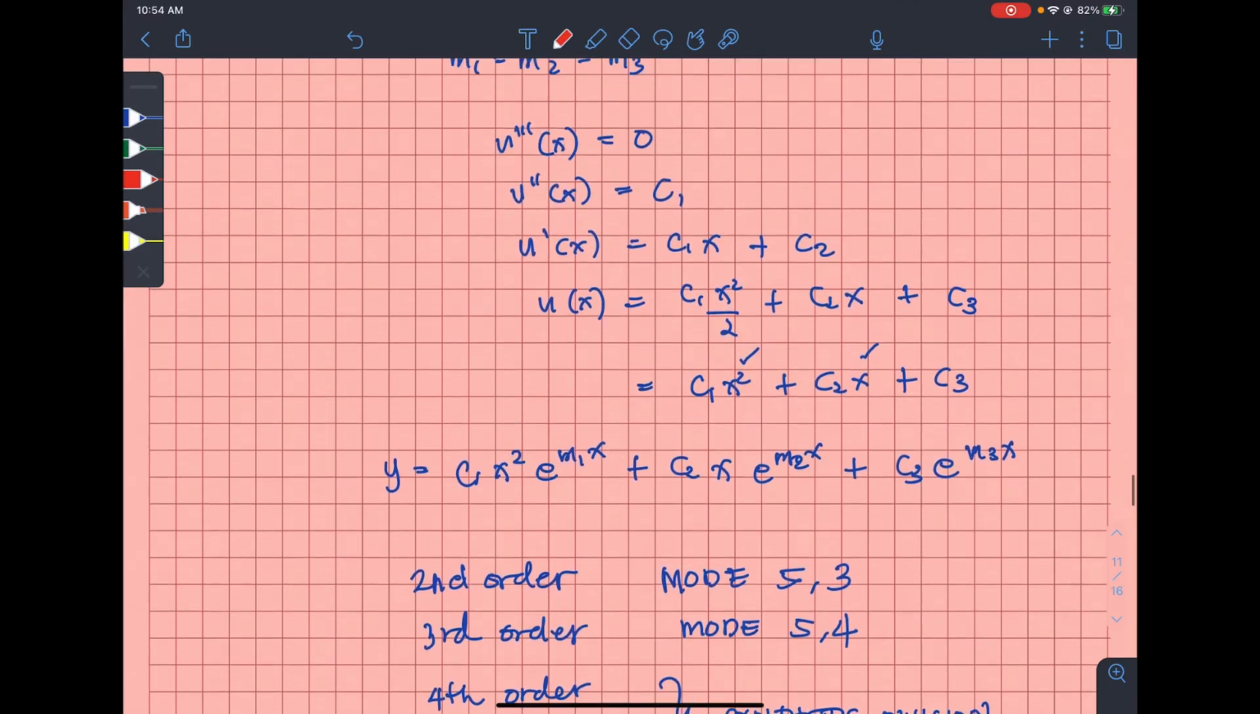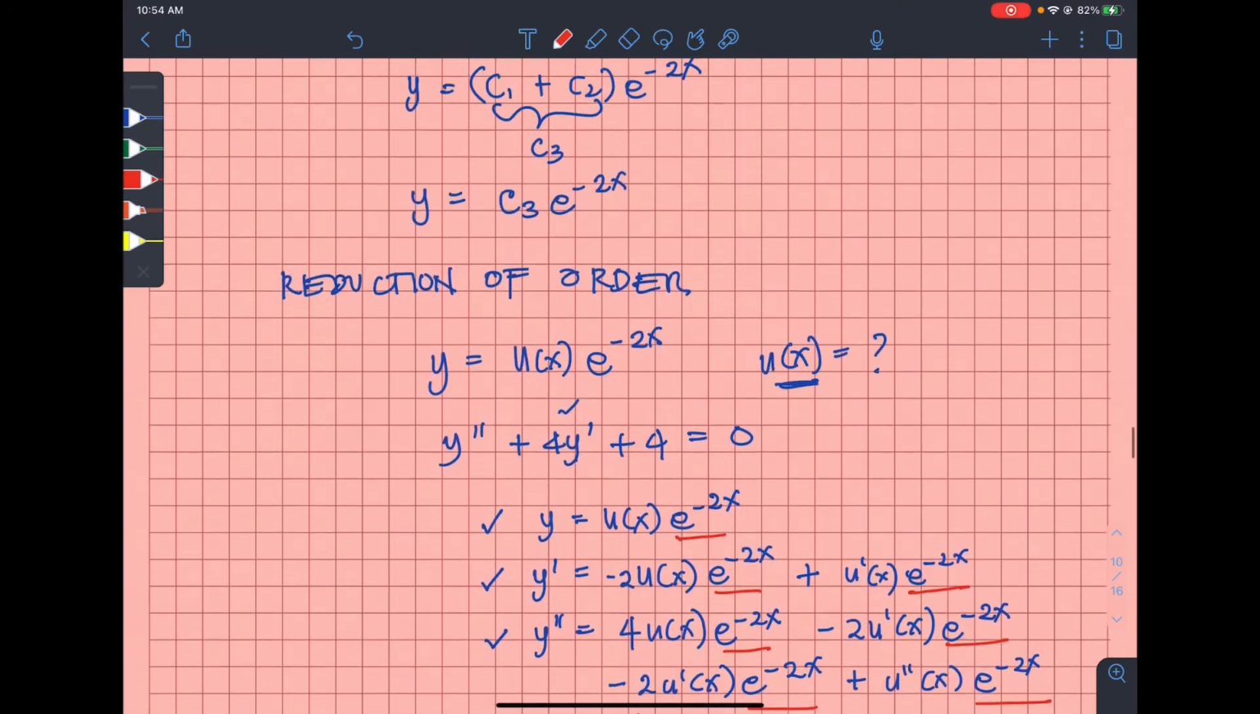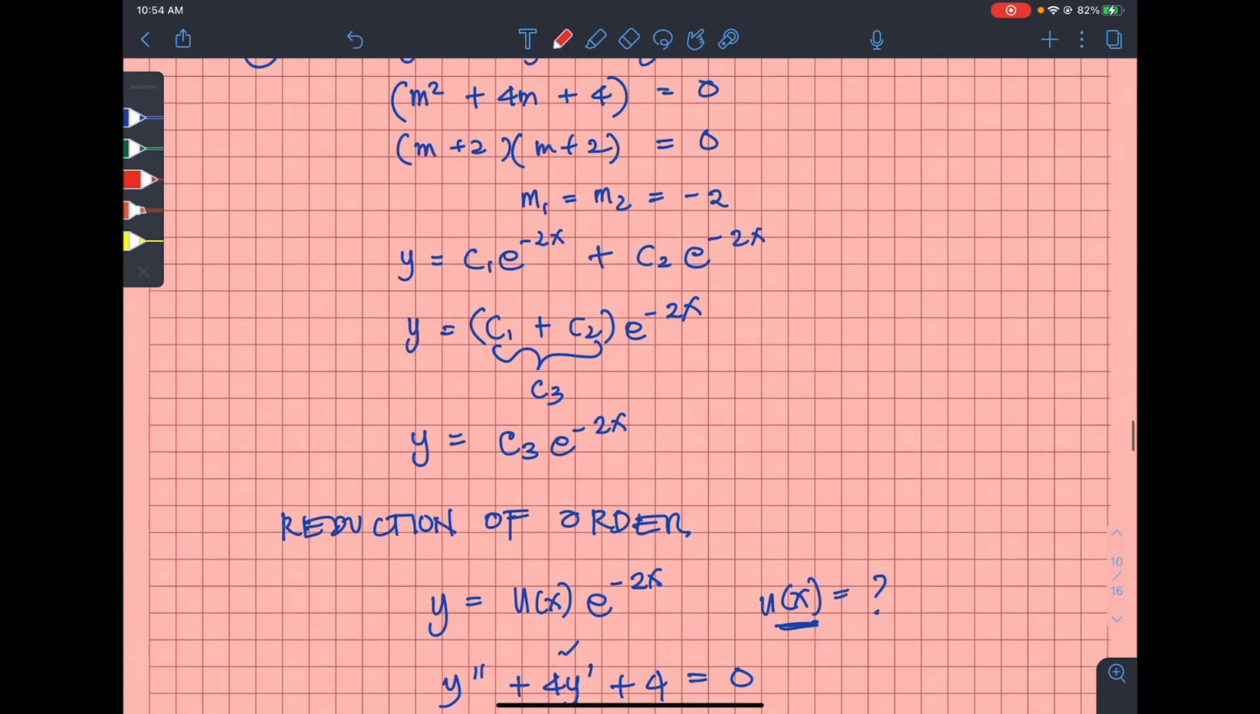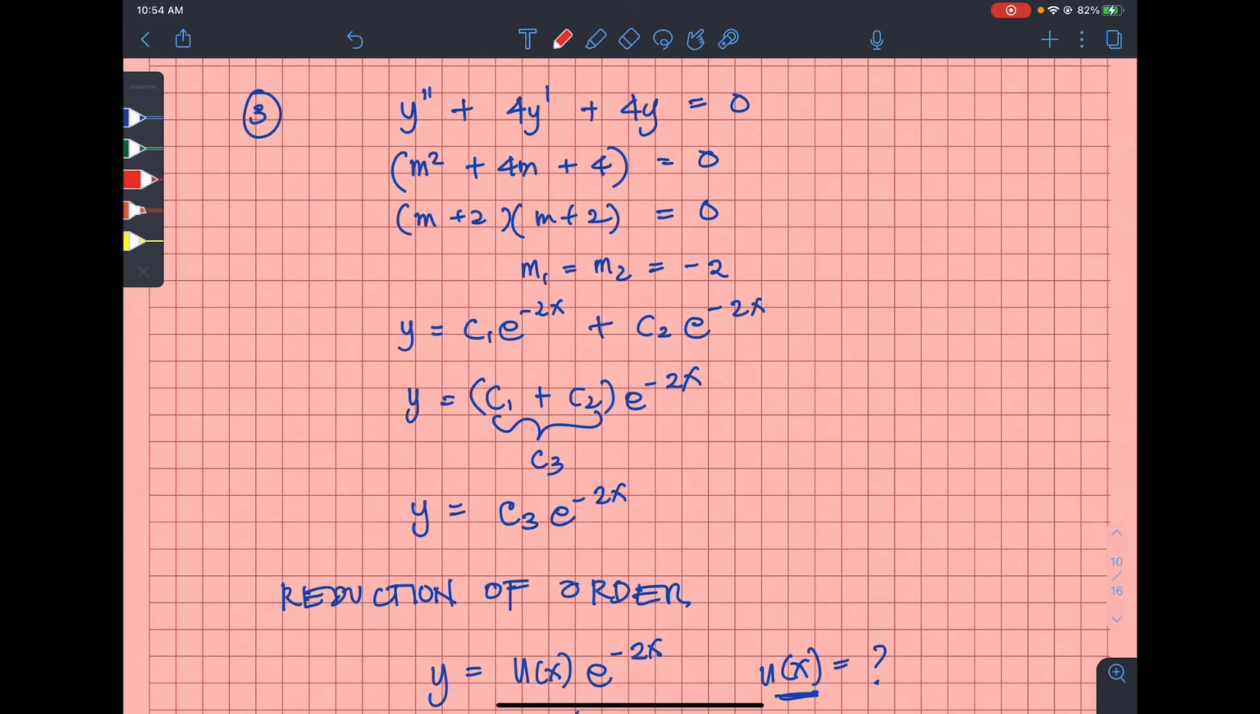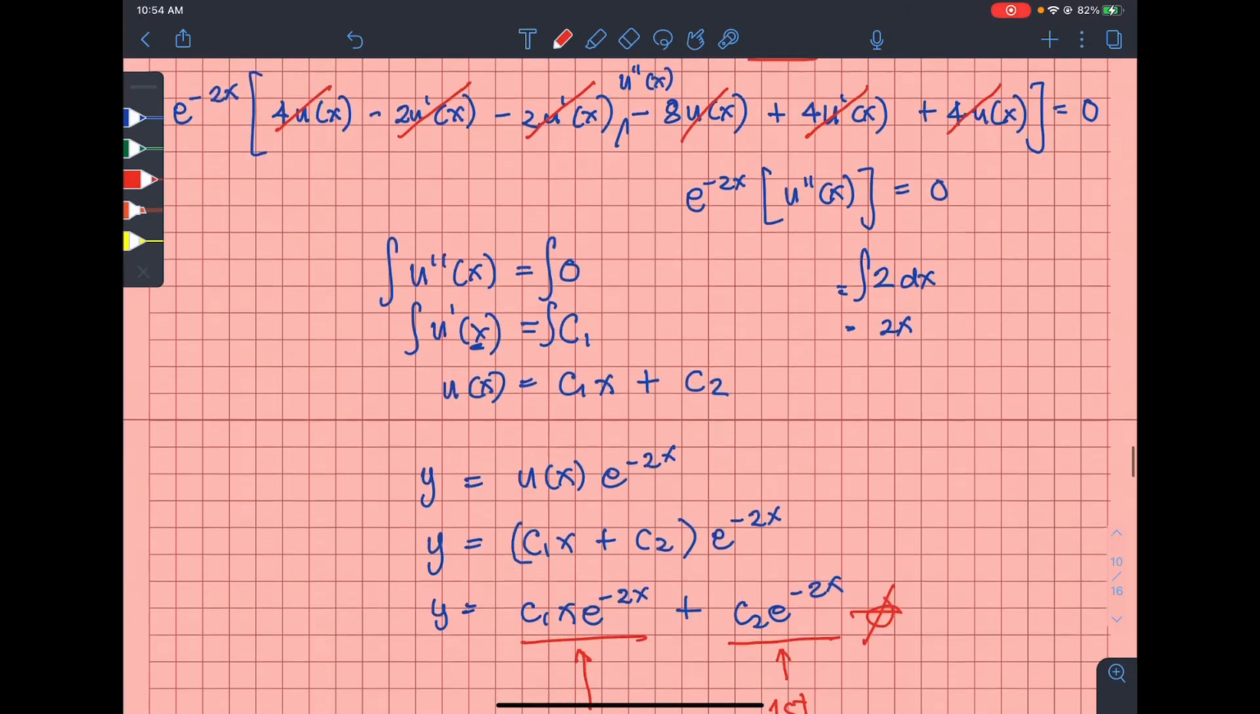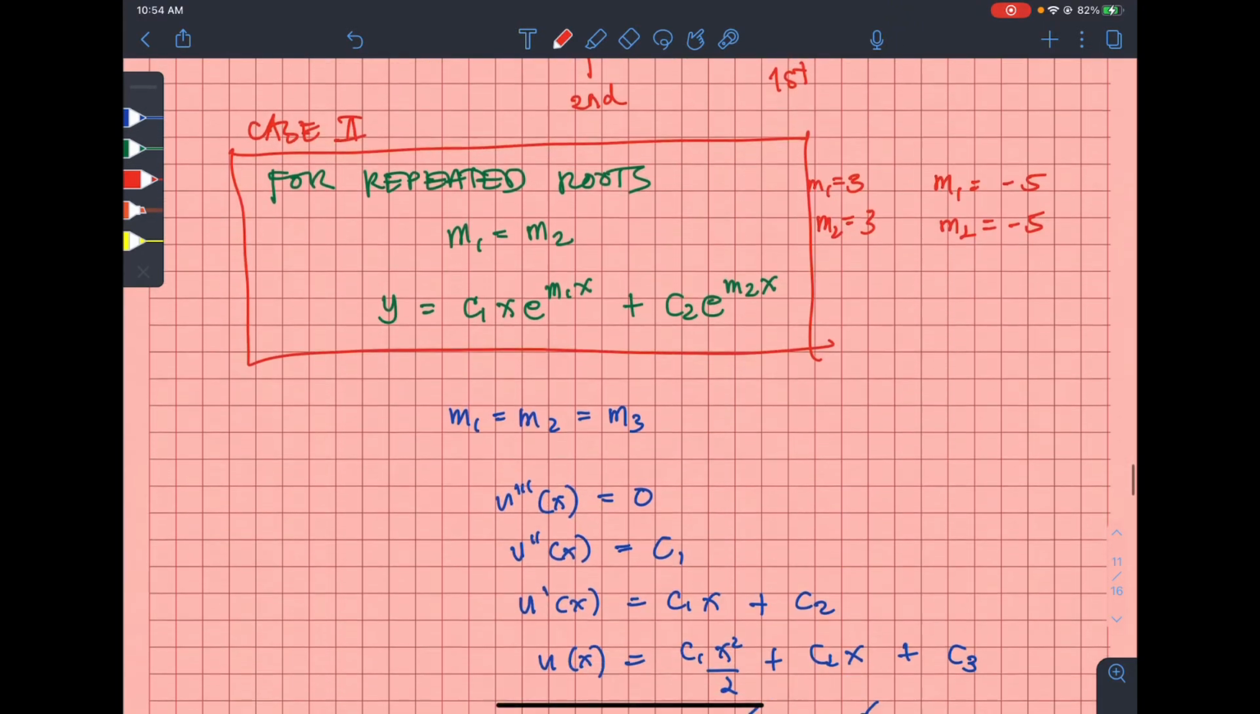Actually, repeated roots use a special method, the reduction of order. I'm not going to discuss it anymore, but if you want to know that, just follow this lecture here. But in short, this is the formula that we are using for repeated roots. As you can see here, they are exactly the same, C1 e^(m1 x), C2 e^(m2 x). The only difference is this: we are appending x whenever there is a repetition of the roots.